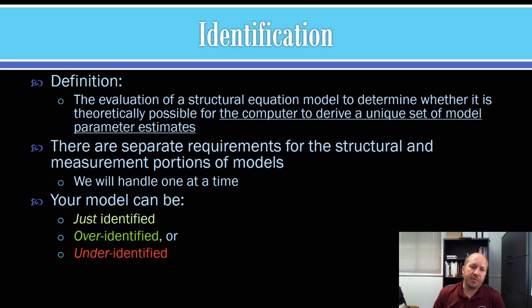So your models can be just identified, over-identified, or under-identified. And as you can see from the colors I used on here, just and over-identified is where you want to be. Under-identified is where you have problems. I'm going to try and help you understand or demonstrate the conceptual understanding of what identification means and how the computer is deriving estimates from your model and how identification causes problems.